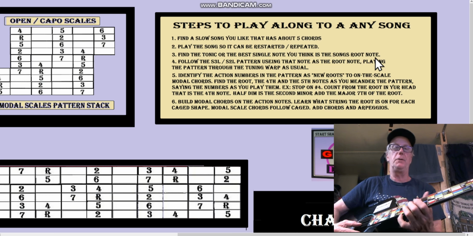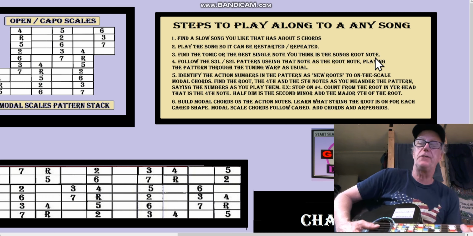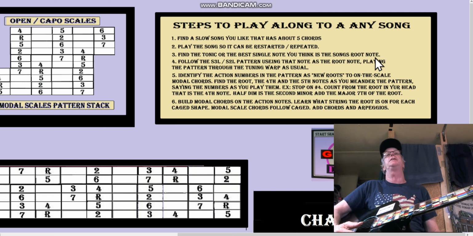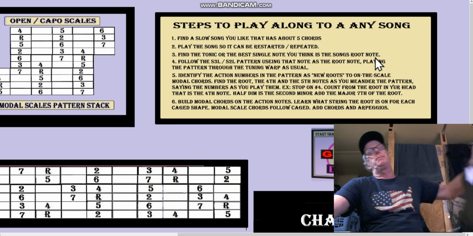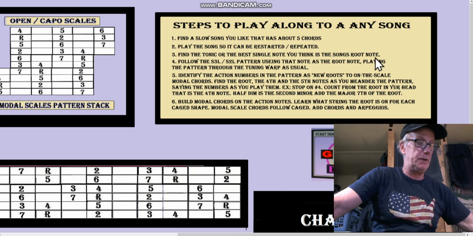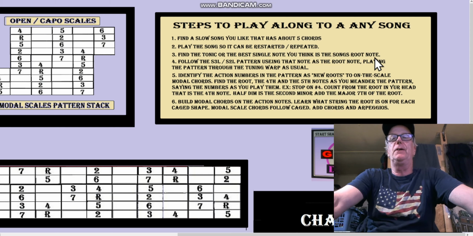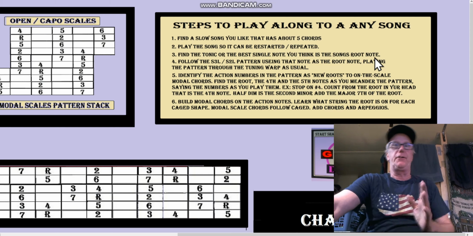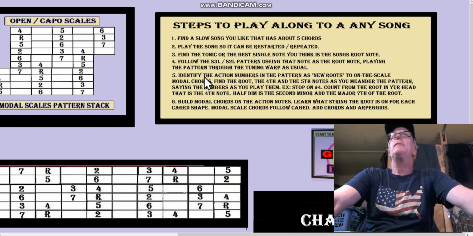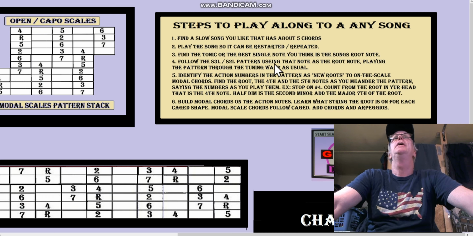Now you don't want to follow the melody exactly, because that's not easy. There may not be a melody to follow. So the next step, we're just going to do this dry now. It can be done in a number of ways, and since I just made the song up, obviously I have to play stupid. So let's just follow Andy's rule. Follow the S3L or S2L pattern using that note as the root note, playing the pattern through the tuning warp as usual.